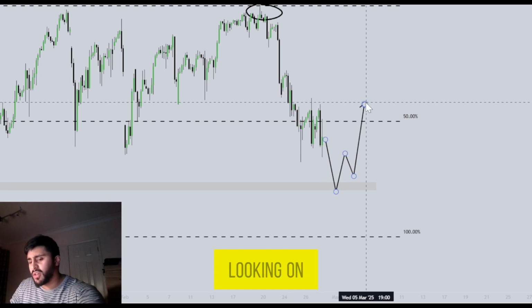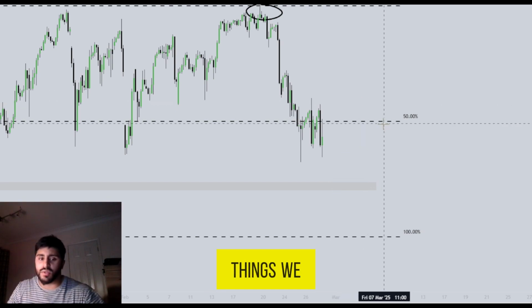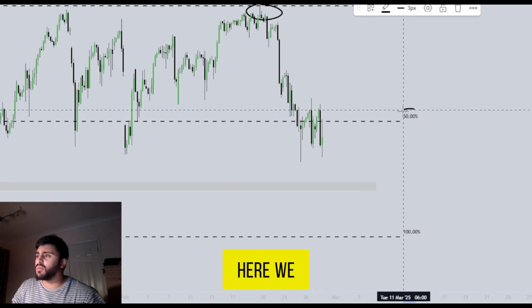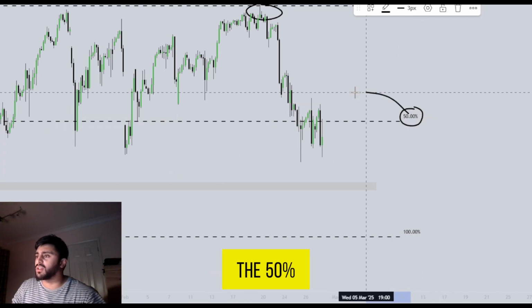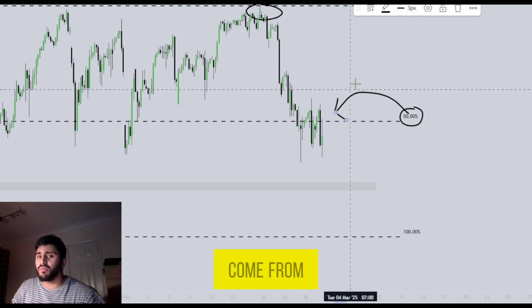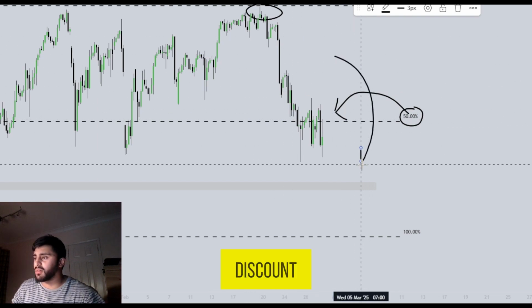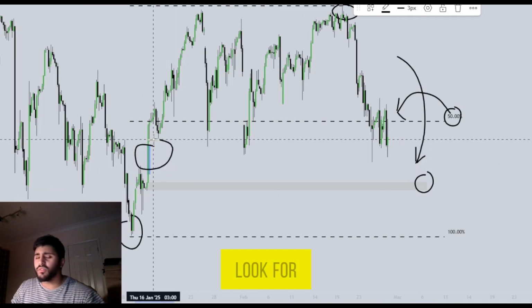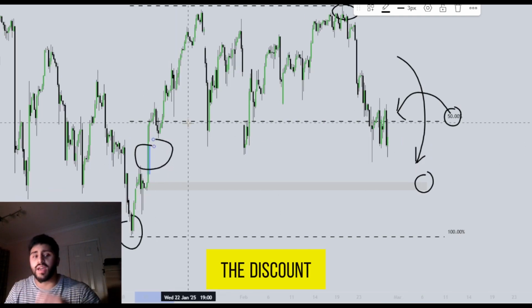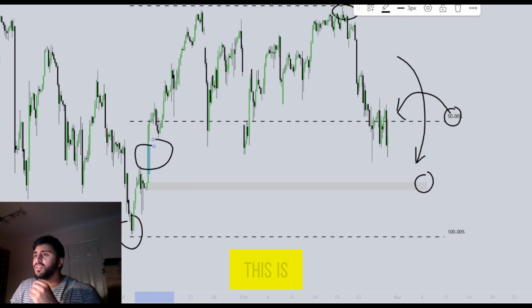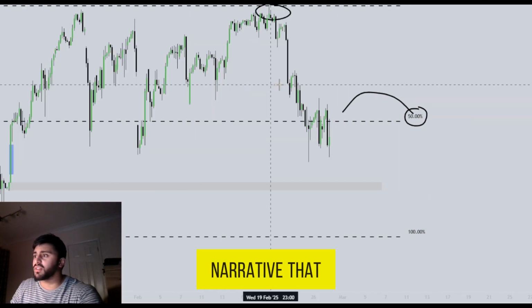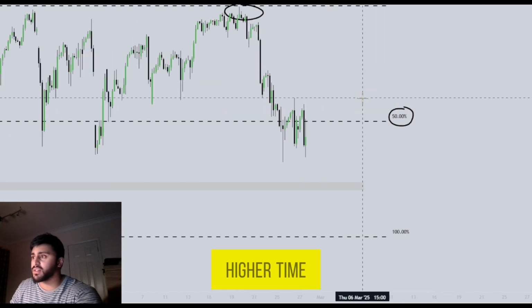So remember, when we're looking on the higher time frame, there are two things we look at. We first look at where we are in terms of premium and discount. Here we were pretty much at the 50% level, so we were at the equilibrium, but we've come from a premium into a discount. And the second thing we target is basically fair value gaps. So we look for fair value gaps in the discount and we target them from the premium. This is a basic higher time frame narrative that I use. This is my basic logic from the higher time frames.